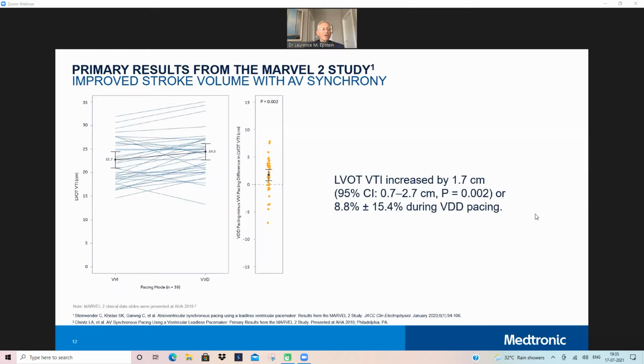One of the other endpoints was, did it improve stroke volume? Not surprisingly, if you have AV synchrony, you're going to have a higher increase in stroke volume. We know that AV synchrony alone is probably not the biggest component of increases in LVOT VTI, but it certainly does have an impact on it. And we saw that there was a significant increase with VDD pacing over VVI pacing. I think this was a given if the prior slide proved to be true. If we were achieving AV synchrony, the expectation was that this would improve, and it did. Next.